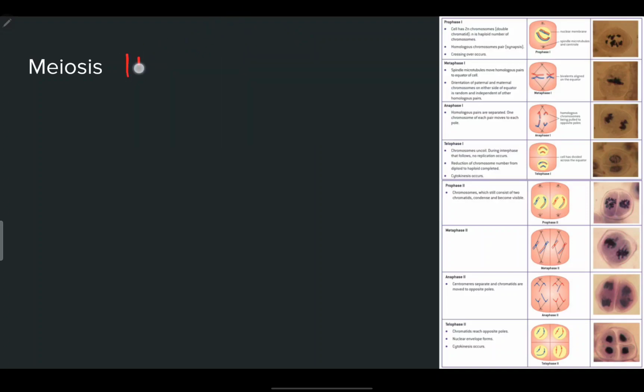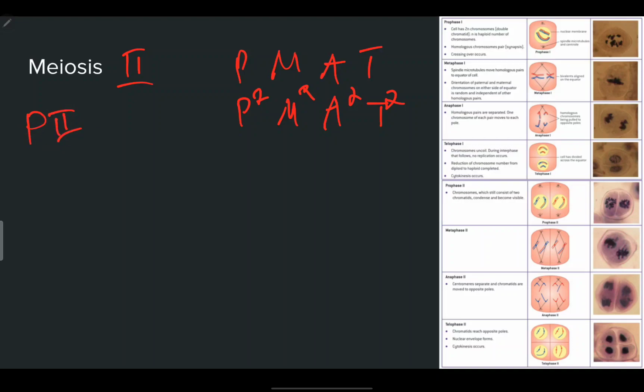The second part of meiosis is about to repeat all the parts: prophase, metaphase, anaphase, and telophase. It's going to be second. Prophase 2 is about chromosomes, which still consist of 2 chromatids, condensing and becoming visible.